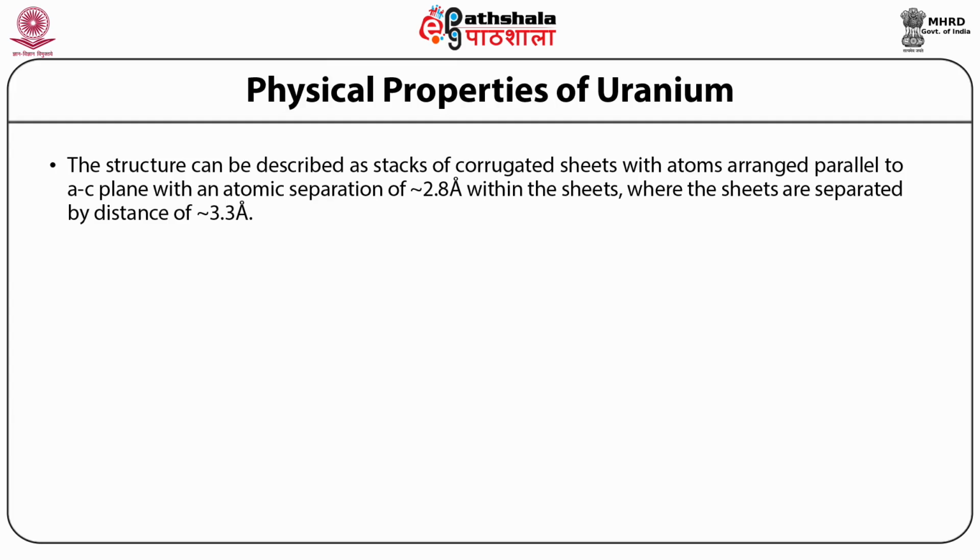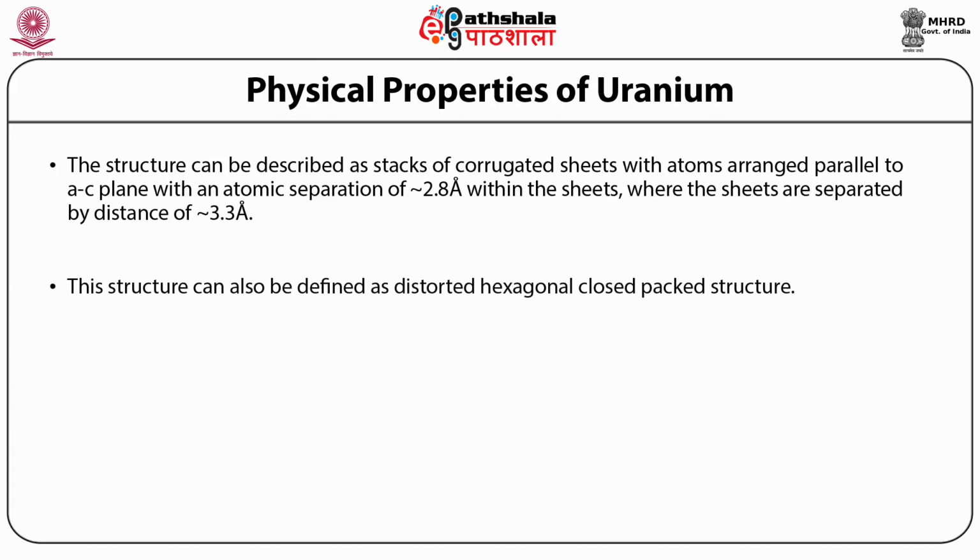with an atomic separation of around 2.8 Angstrom within the sheets, where the sheets are separated by a distance of around 3.3 Angstrom. This structure can be defined as a distorted hexagonal close-packed structure.